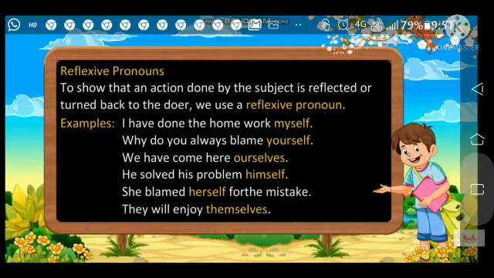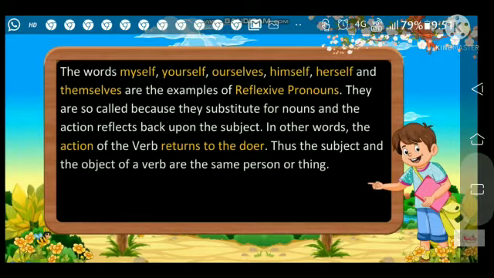Now students, come to the reflexive pronouns. Reflexive pronouns are used when the action done by the subject reflects on the subject. For example, I have done the homework myself. So here, myself is a reflexive pronoun. Why do you always blame yourself? So here, yourself is a reflexive pronoun. Now the words myself, yourself, ourselves, himself, herself and themselves are the examples of reflexive pronouns. They are so called because they substitute for nouns and the action reflects back upon the subject.